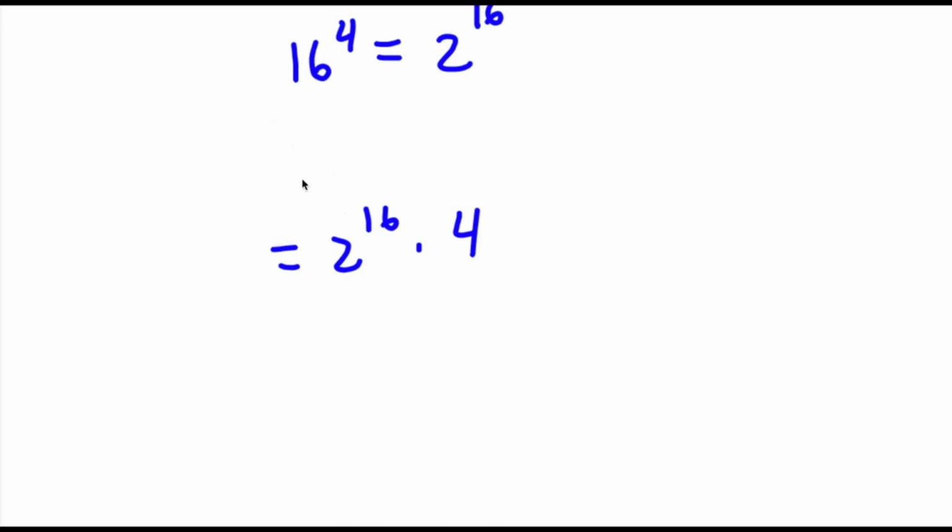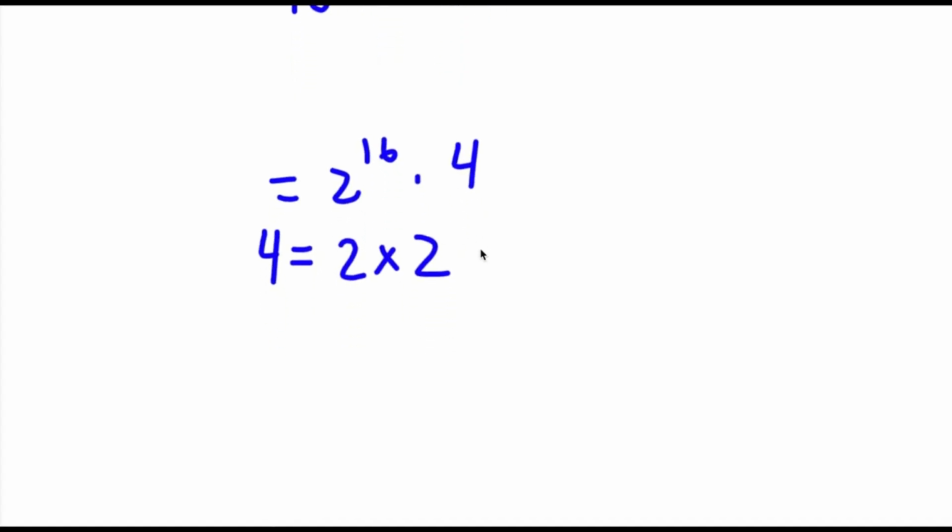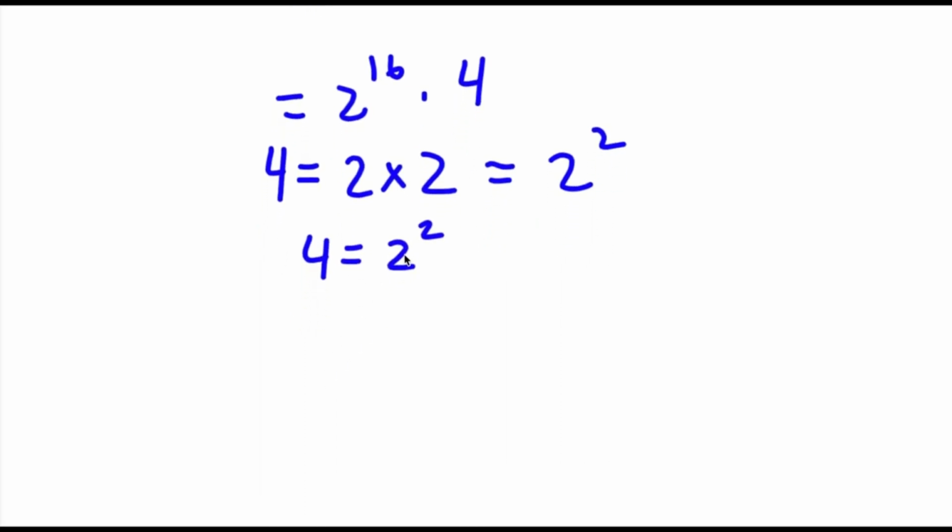So now, 4 here is equal to 2 times 2, right? 2 multiplied by itself twice is the same thing as 2 squared, meaning 4 is equal to 2 squared. So now, if I substitute in 2 squared for 4, I get 2 to the power of 16 times 2 squared.